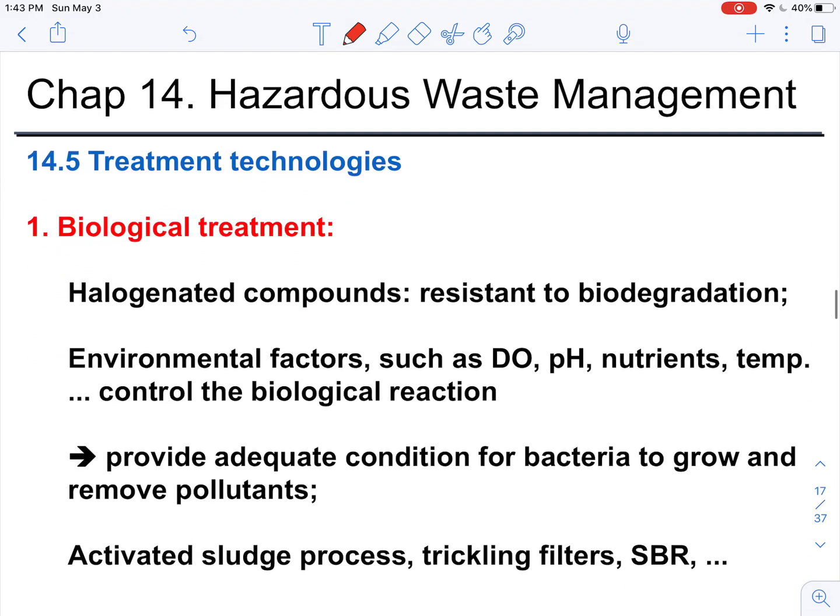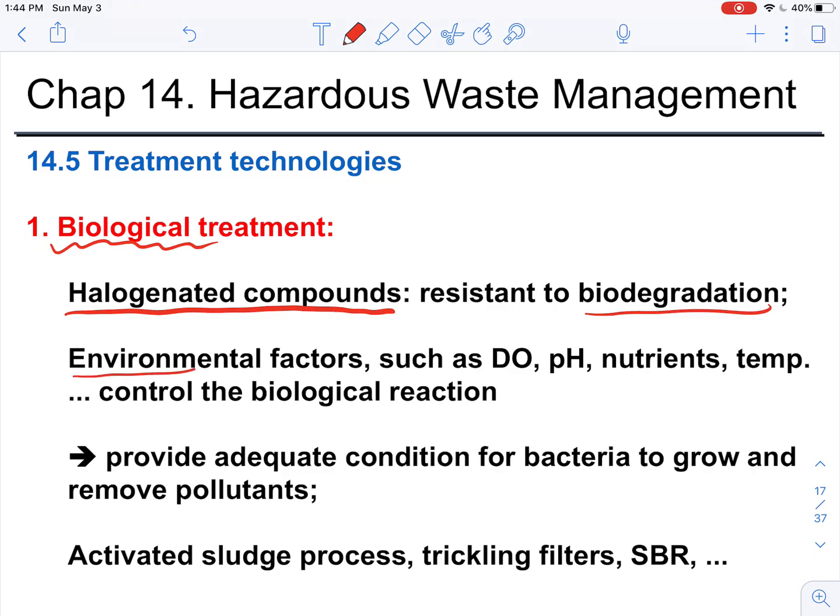Okay. So in terms of the treatment technology for these hazardous materials, similar to when we're dealing with drinking water treatment or wastewater treatment of organic materials, we can use biological treatment. So basically use microorganisms to deal with them, right? But the problem is that some compounds, for example the halogenated compounds, which are basically organics that contain chlorine, are resistant to biodegradation. Under this situation, we need to use some other methods. But in general, for a lot of the organic materials, we can use biological treatment to deal with that.